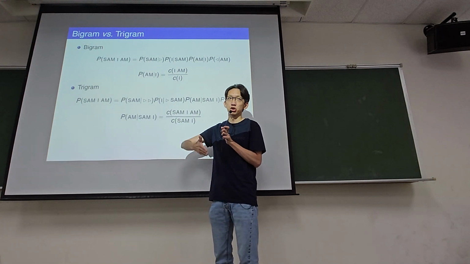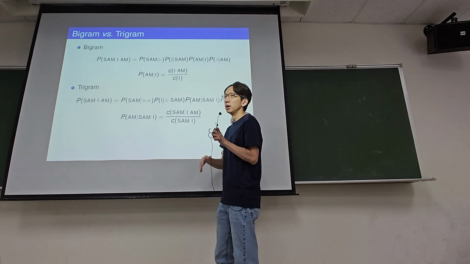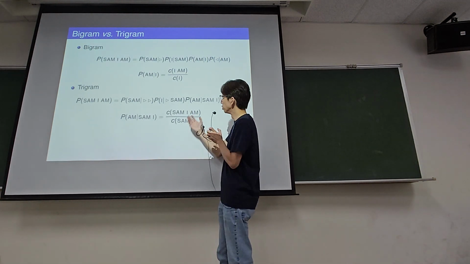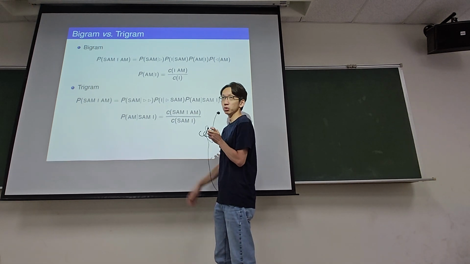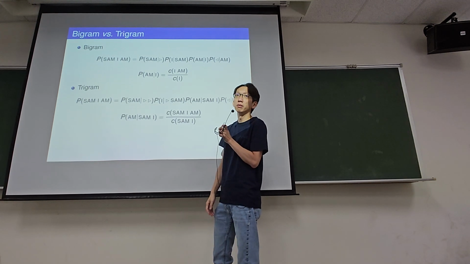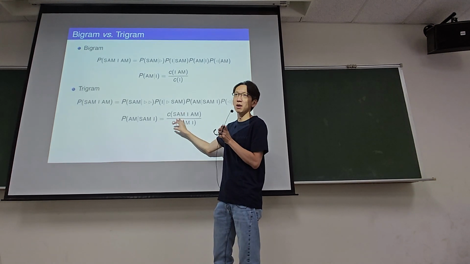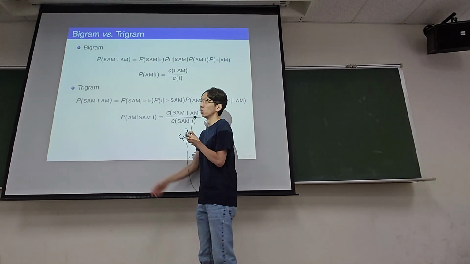Again, this exercise of extending from bigram to trigram is very easy. That conditional probability has just one more word in the previous context, and to estimate it, you just do counting. Now you count 3 words divided by 2 words. For bigram, it's 2 words divided by 1 word. If it's unigram, it's just that single word divided by the total number of words.